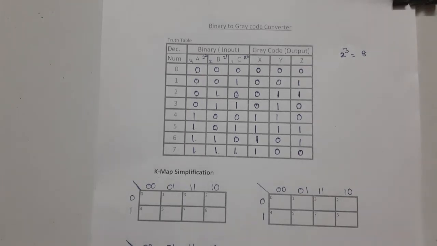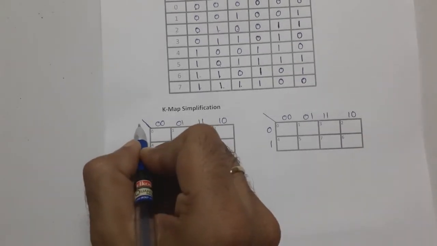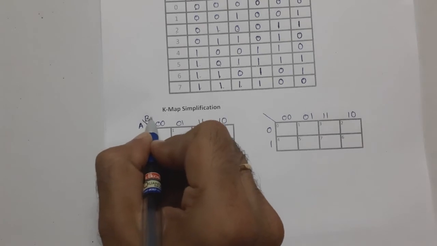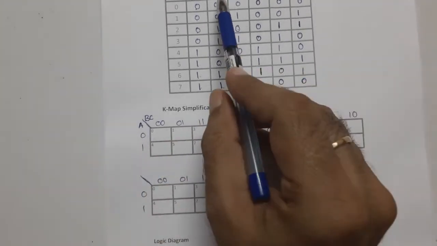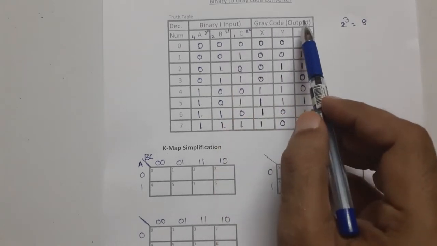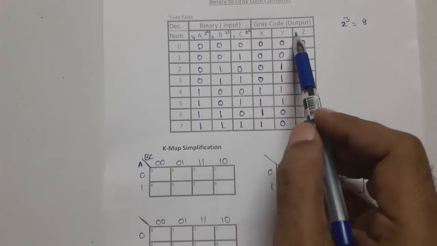The next step is simplification, K-map simplification. Now how can we simplify using this K-map? Now to simplify, here I write A, and this is BC. Now these are the binary inputs and the gray outputs. Binary inputs are ABC here, and the outputs are XYZ.